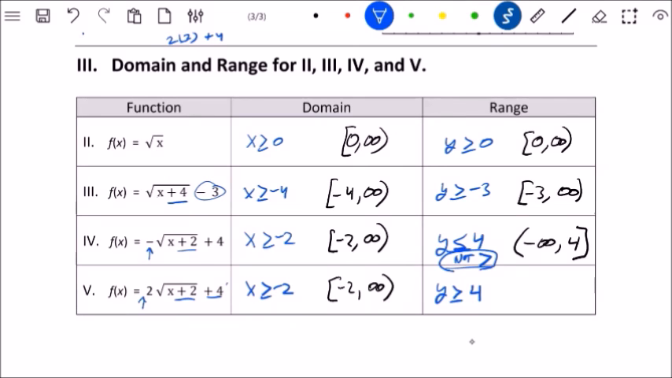Okay, on the bottom one, it's all the ones that are greater than or equal to 4. So that means it's starting at 4 and going to infinity. This one gets an equal to as well. Then 4, going out to infinity.